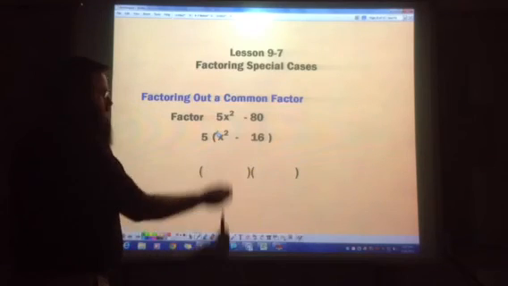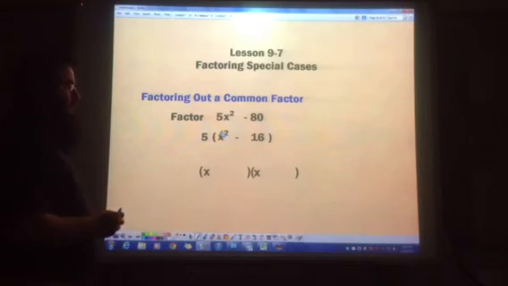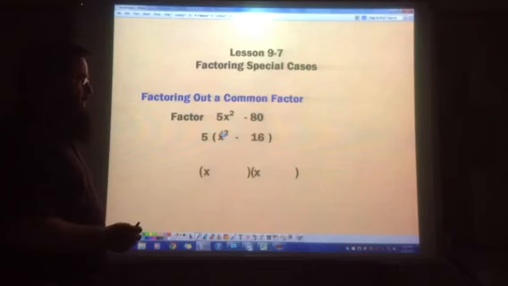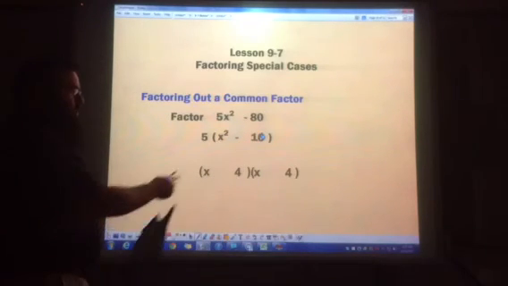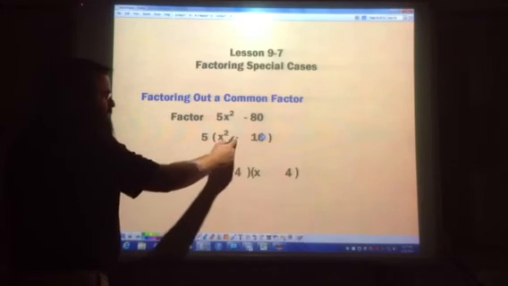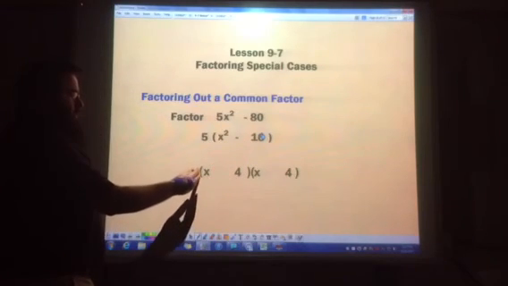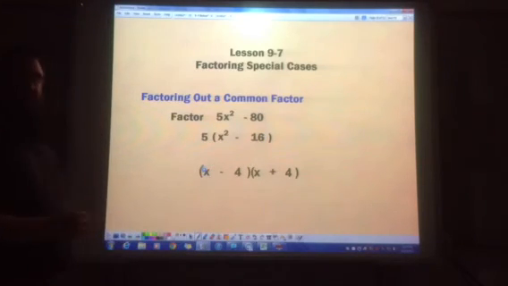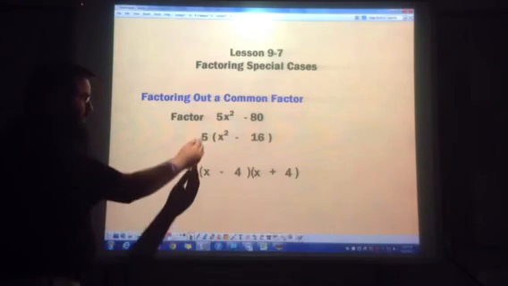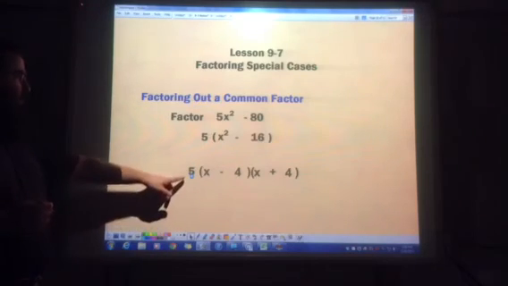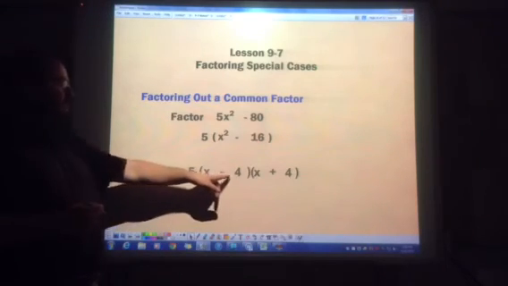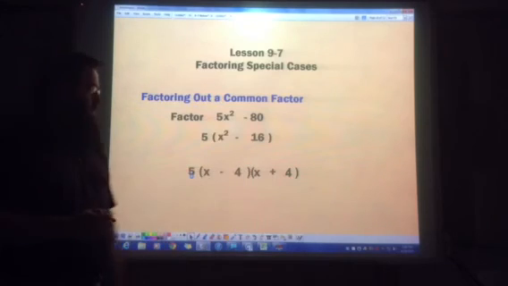Two binomials, x squared would be broken up into x times x. 16 would be broken up into 4 times 4. Remember, if there's no middle term, x squared minus 16, one positive, one negative. But don't forget, you got to bring that 5 down, put it out in front for your answer. So your answer is 5 times x minus 4 times x plus 4.